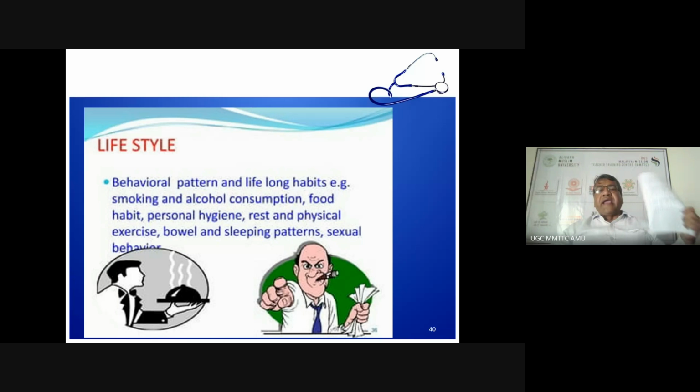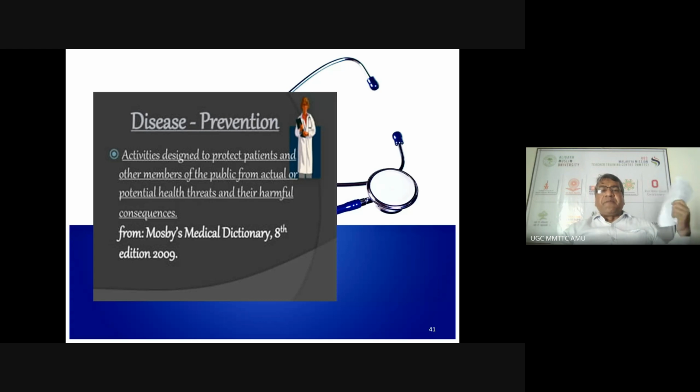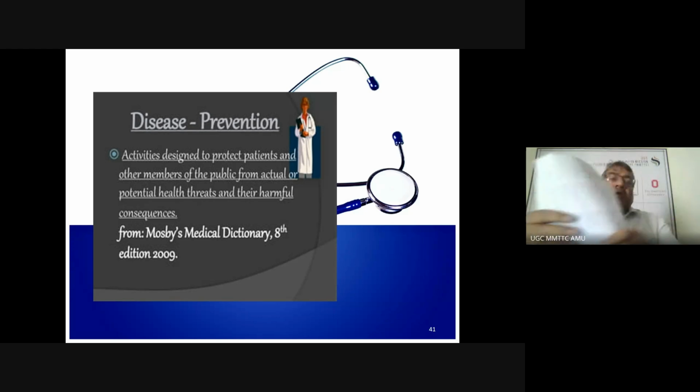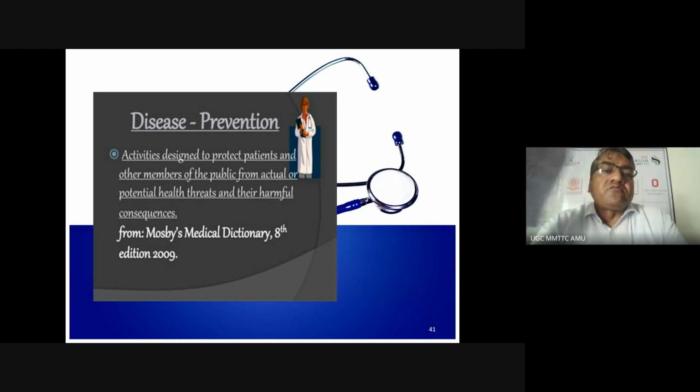Lifestyle is basically behavioral pattern and lifelong habits. Smoking, alcohol consumption, food habits, personal hygiene, rest, physical exercise, bowel and sleeping patterns, sexual behaviors, all these come under lifestyle. Now the next step comes, the prevention of diseases.